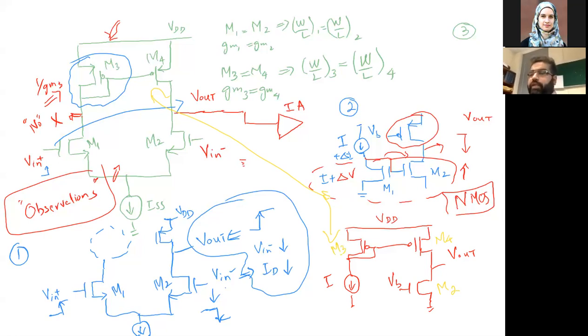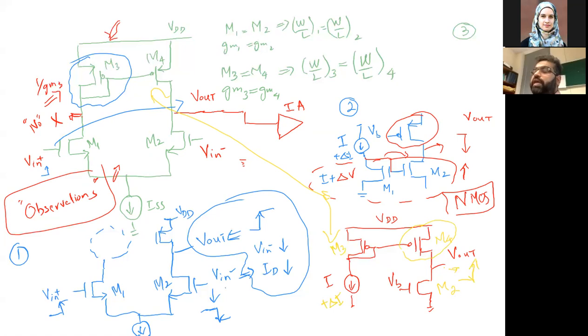So exactly similar. Now if I is increased, I becomes I plus delta I, meaning we have some more current. More current will be fed from this point to M4. And as the current is increased here, what's going to happen? This time it's an active, it's a current load. Output is here. So what's going to happen with the V out? V out will go up.